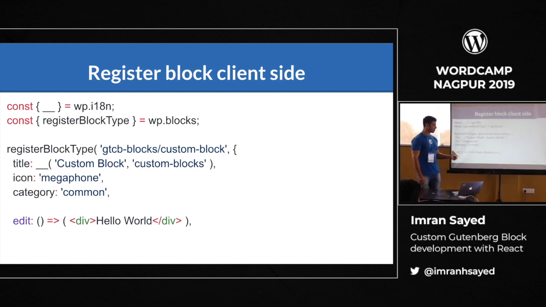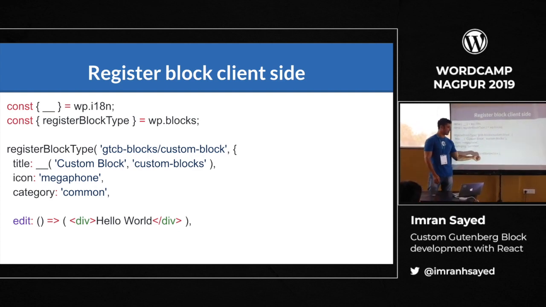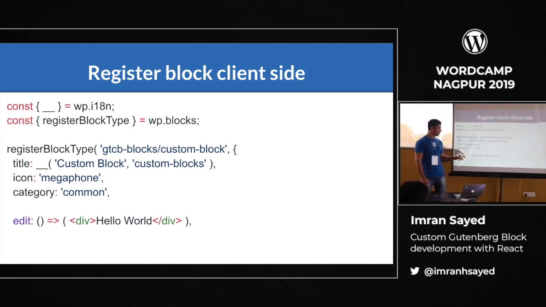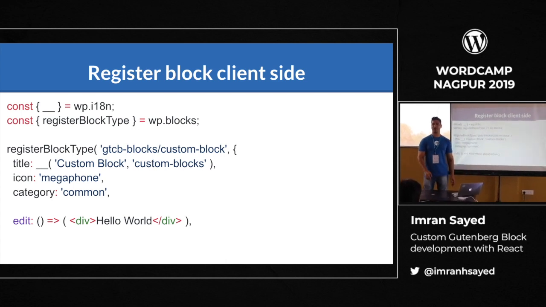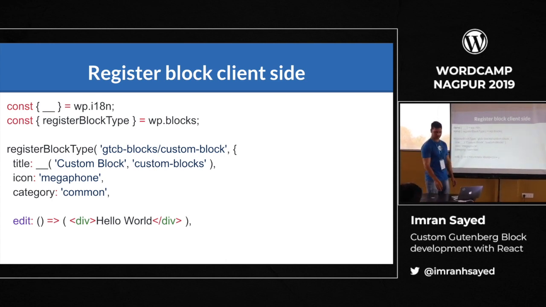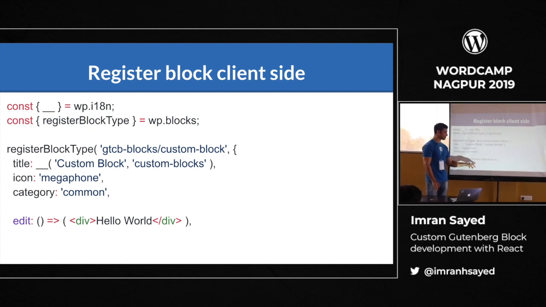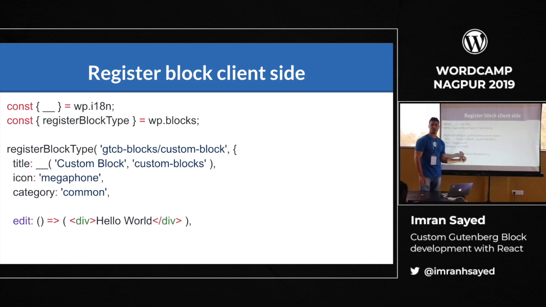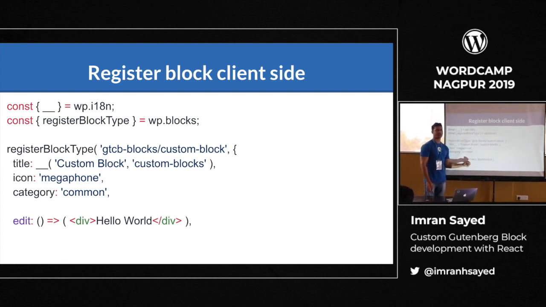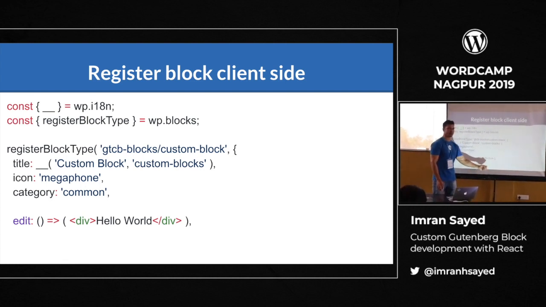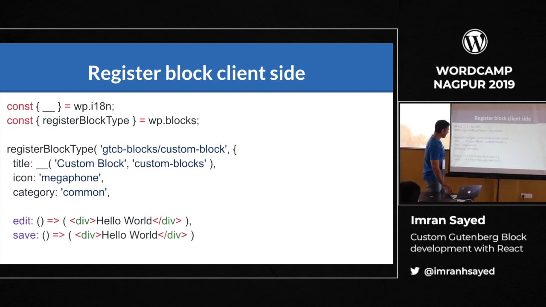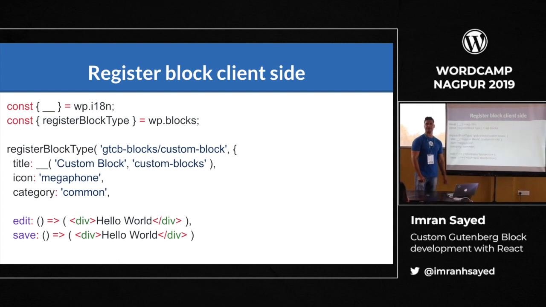So we have another function called edit. What this function basically does is whatever you put over here is going to reflect onto your WordPress editor. So currently we are using JSX, we are just returning hello world. What this will do, wp.element.createElement, it's going to create this element for you. Then we have a save method, so whatever you return from there will be saved into the database.